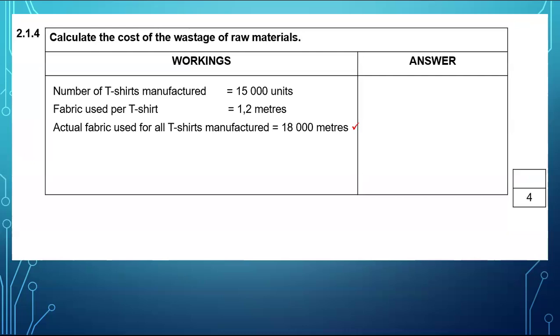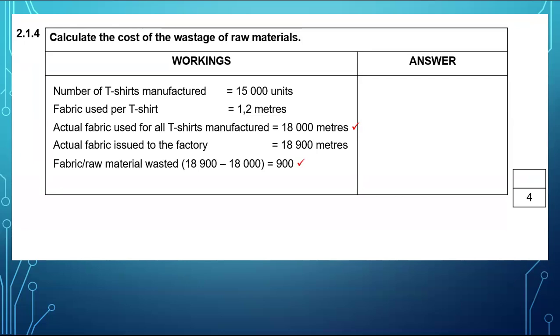However, we issued 18,900 meters of fabric to production. That means 900 was wasted. And to get the cost of wastage, it works the same way as when we're working with inventory. You will take that 900 and multiply it by the average price.